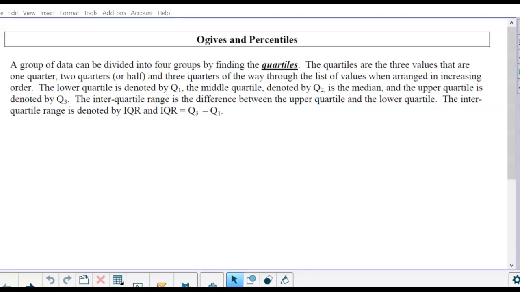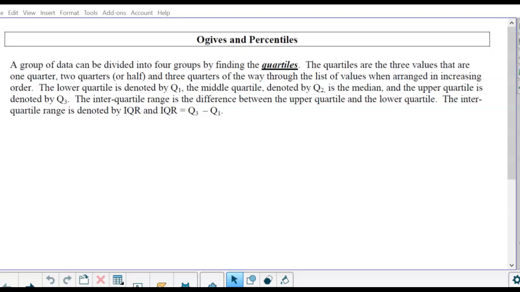So we've talked already before about a group of data being divided into four groups by finding the quartiles. So quartile 1, quartile 2 is the median, quartile 3. That divides it into four equal sized parts. The quartiles are the three values that are one quarter, two quarters or half, and three quarters of the way through the list of values when arranged in increasing order.